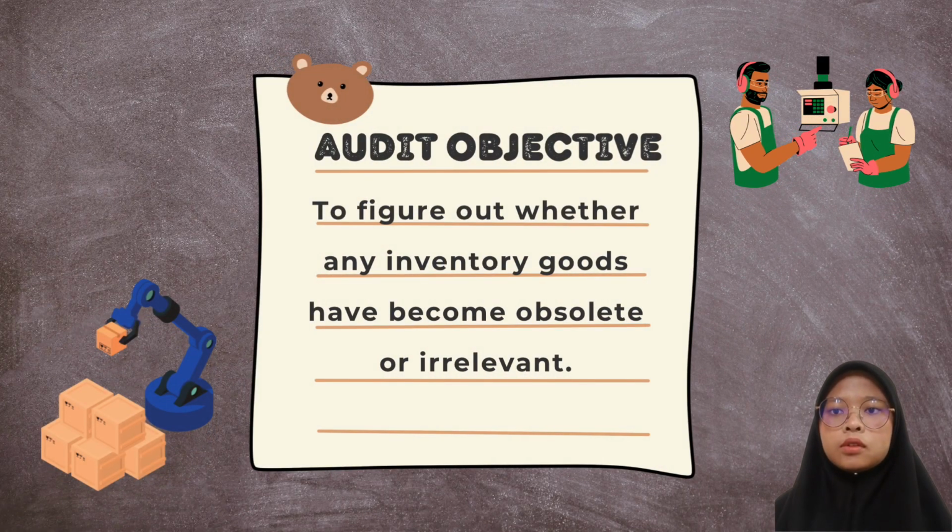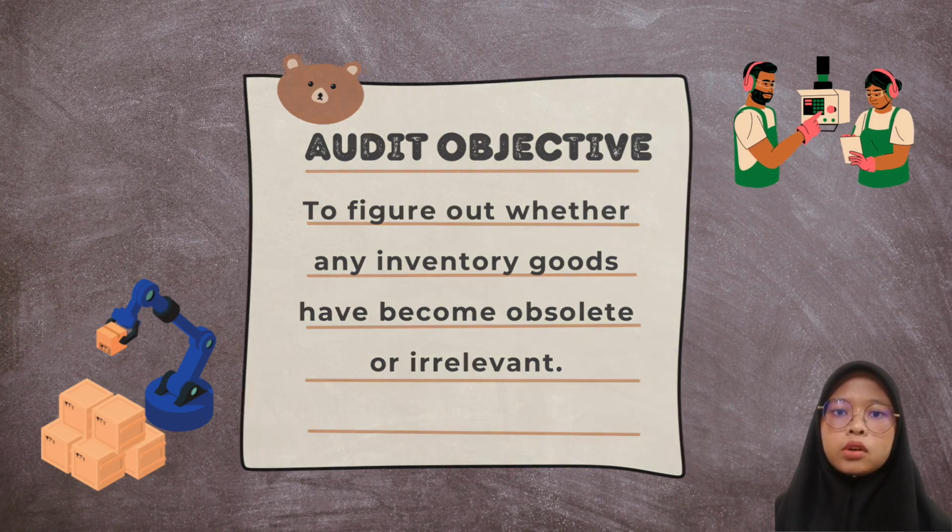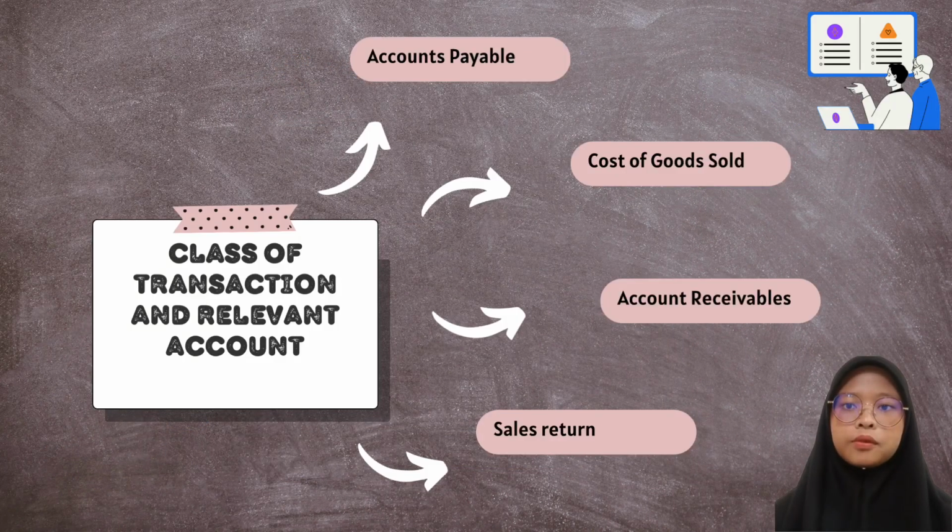The audit objective for the auditor to audit transaction inventory realizable value is to figure out whether any inventory goods have become obsolete or irrelevant. There are four classes of transaction and relevant account related to realizable value. Firstly, accounts payable. Secondly, cost of goods sold. Thirdly, accounts receivable. And fourthly, sales return.